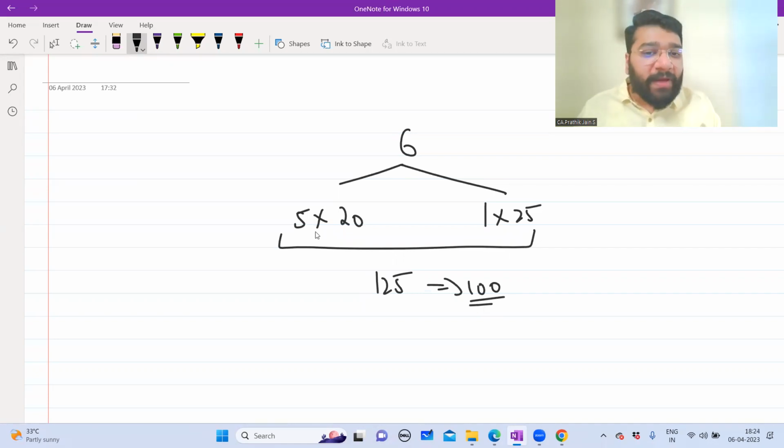Don't panic. So 5 questions into 20, and 1 into 25. 5 into 20 is how much? 100. 1 into 25 is 25. So the total question paper is for 125 marks.